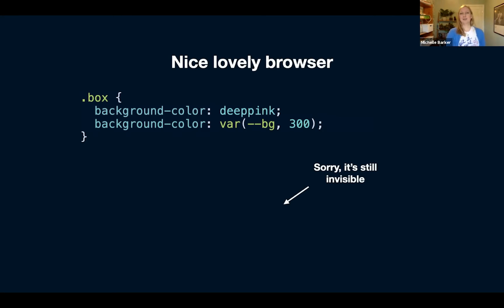But if we have a nice, lovely browser like Firefox or Chrome or pretty much any modern browser, which does support custom properties, and you put some kind of nonsensical value in there, like 300 for a background color fallback value, that makes no sense as a background color value. So it will fall back to the initial value, which is again transparent, even though we set the background color value higher up in our selector. So again, this element will be transparent. So that's maybe something to watch out for.